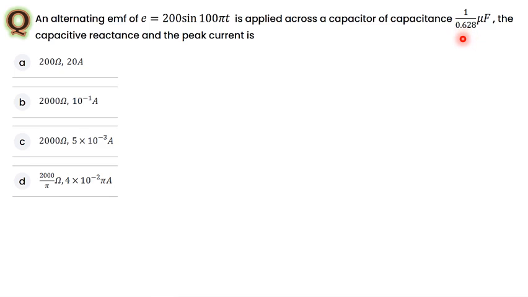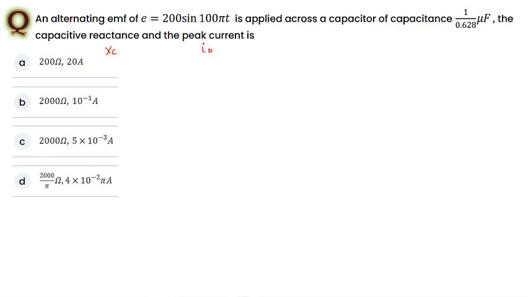2 pi here is 0.628 into 3.14, that is 6.28, that's the only difference. This is a little easy. 1 divided by 0.628 microfarad will become 10 power minus 5 farad. They are asking for the capacitive reactance and the peak value. Capacitive reactance in this case is XC, and the peak current is I naught. That's what they are asking here.